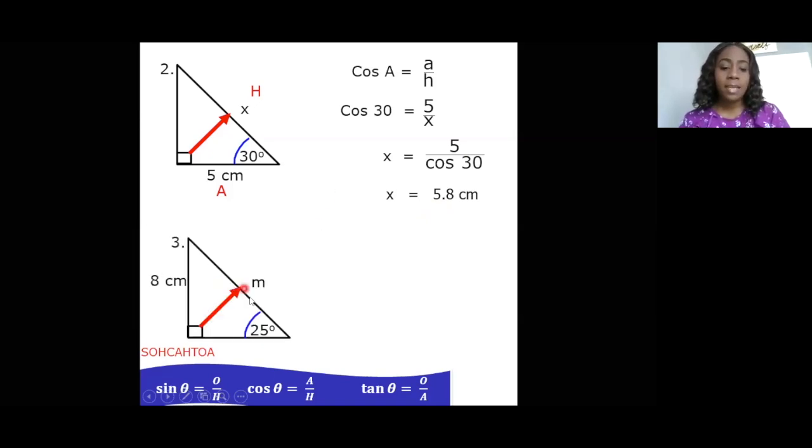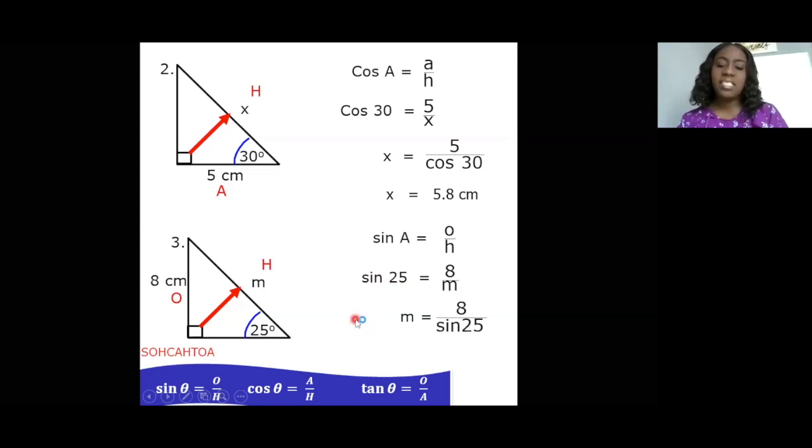All right, another scenario. Step 1, I'm going to label. When I label, I have hypotenuse and opposite. Which trigonometric ratio uses opposite and hypotenuse? Sine. I go ahead and substitute. When I substitute, I recognize that M is at the bottom. When M is at the bottom, I'm going to let M and sine 25 switch places. A is divided by sine of 25. M is equal to 18.9.